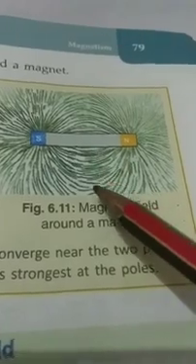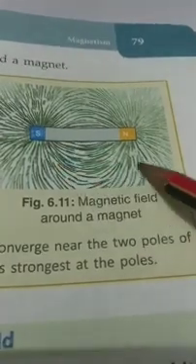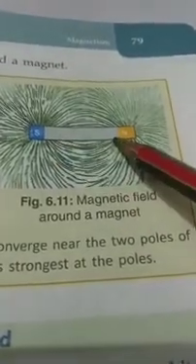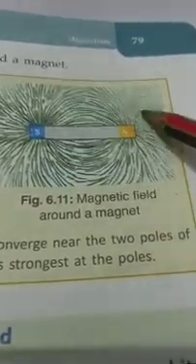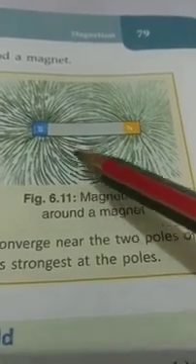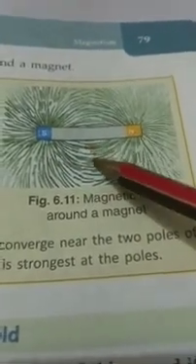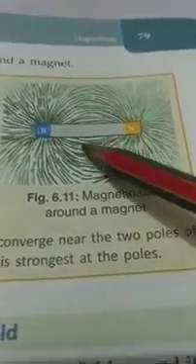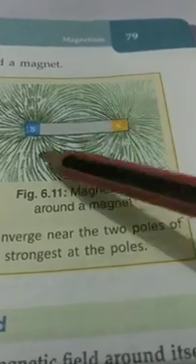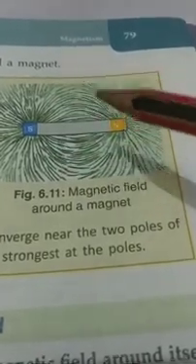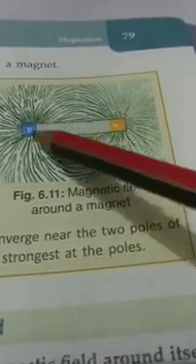Then, activity to recognize magnetic field around a magnet. In this activity, we will take a magnet on a cardboard and gently sprinkle iron filings on the cardboard. The iron filings will arrange themselves in a pattern like this. This pattern shows the magnetic field lines around a magnet, and these lines represent the magnetic field of a magnet and show the strength of a magnet at various positions.